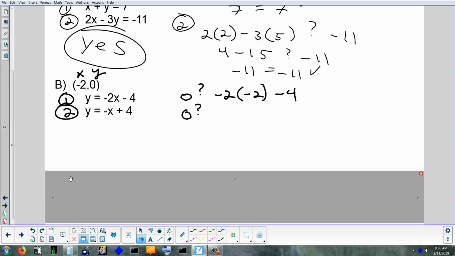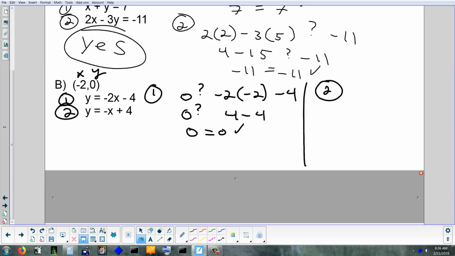PEMDAS, first thing is multiplication. What's -2 times -2? 4. What's 4 minus 4? 0. So far, so good. 0 equals 0. Can we stop? Do we have enough information? No. If it didn't work, we could stop. But it did work, so we've got to keep going and check the next one. All right? So let's check it. So that one is not a solution. That makes sense? Okay, second one. y equals -x plus 4.